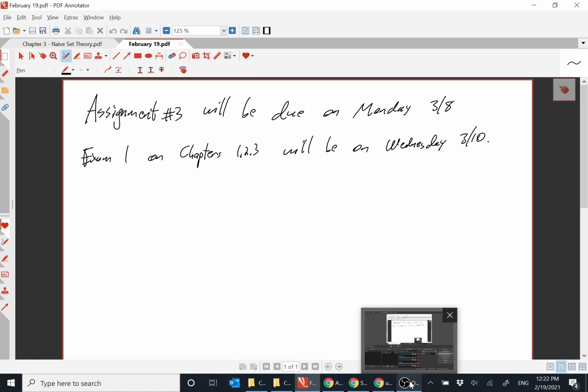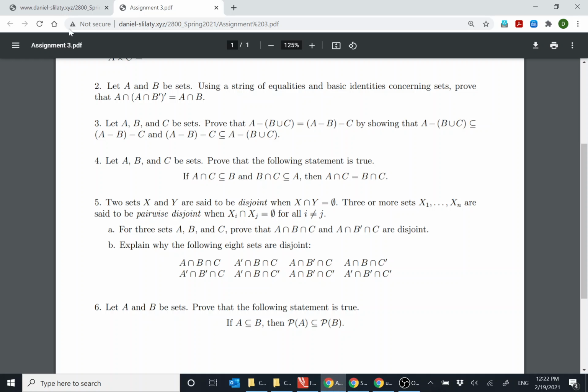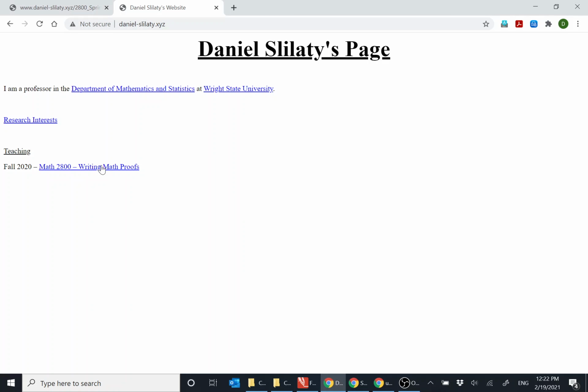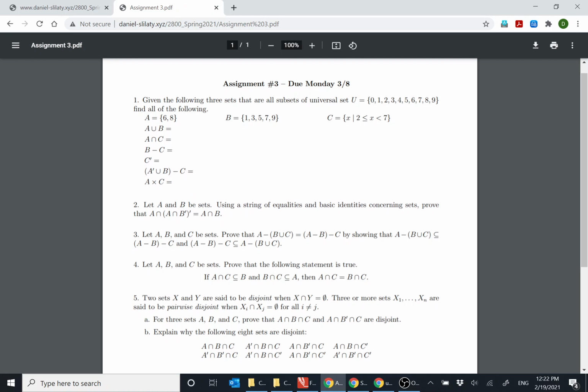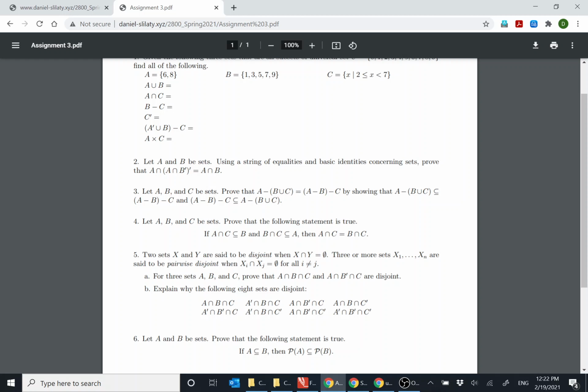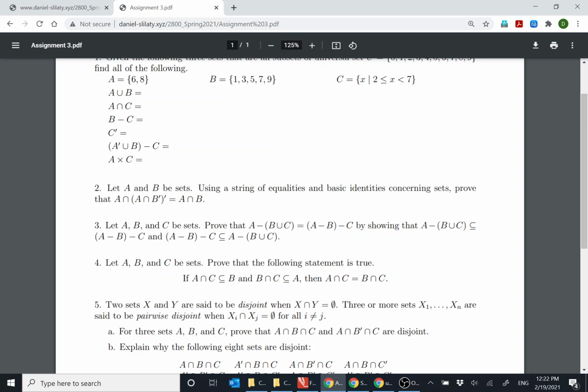Still working on chapter 3. One other thing I wanted to mention. Yesterday I did problem number 3 as an example. I didn't mean to do it. So here's a new problem number 3 on this assignment.